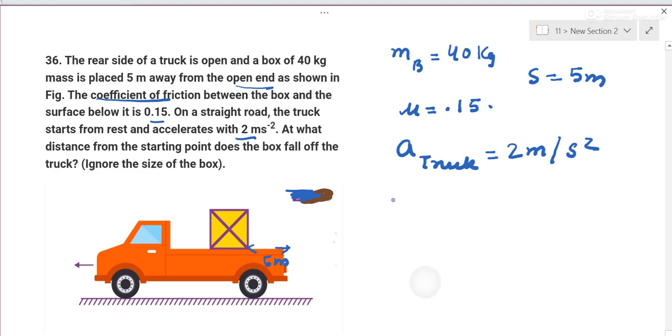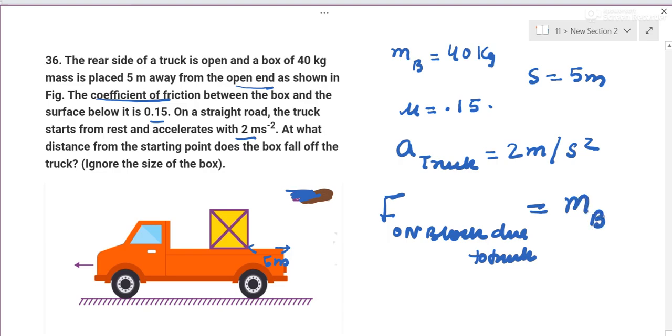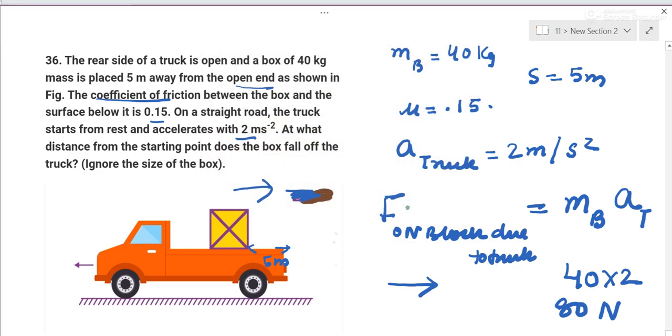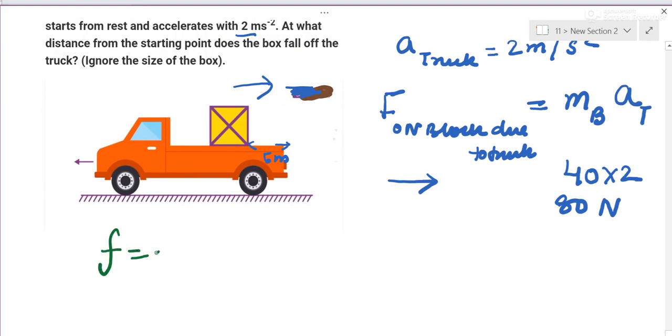So see, what is the force on the block due to the motion of the truck? It is MA, mass of the block into acceleration of the truck. So 40 is the mass and the truck's acceleration is this. So this is the force on the block, this side. Now what is the friction that is holding the block? The frictional force is mu R, simply mu into mg. Mu is 0.15. Mass we have just used, 40, and g is 10.